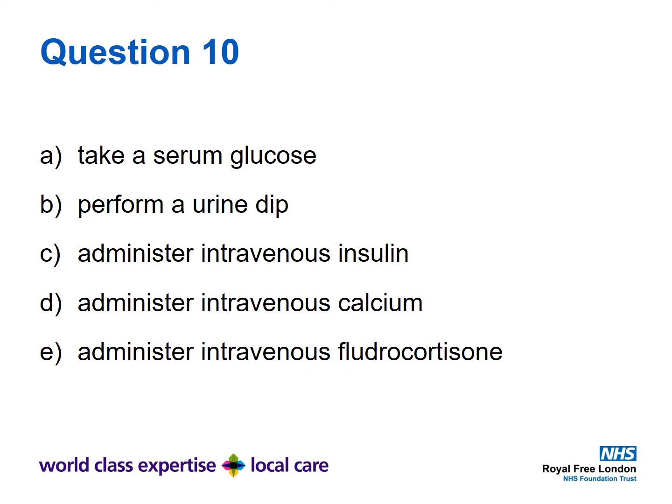Is it A, take a serum glucose, B, perform a urine dip, C, administer intravenous insulin, D, administer intravenous calcium, or E, administer intravenous fludrocortisone?